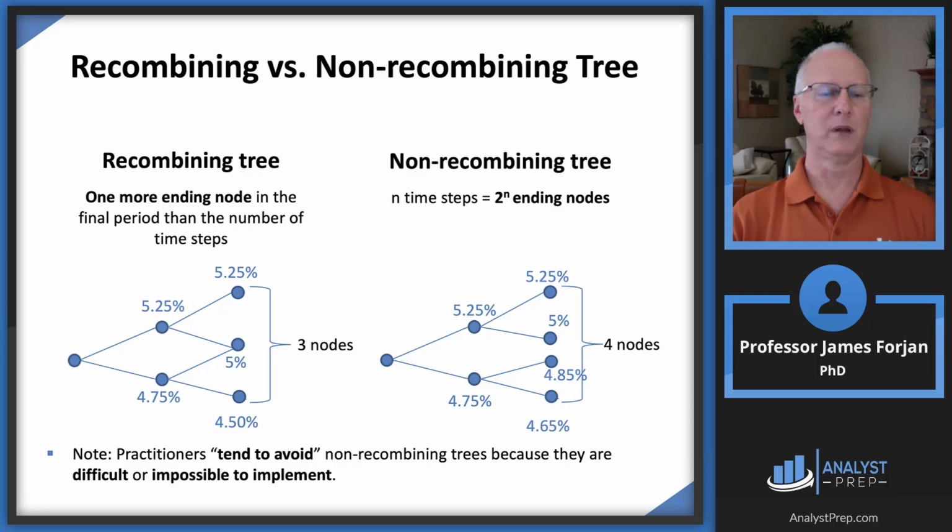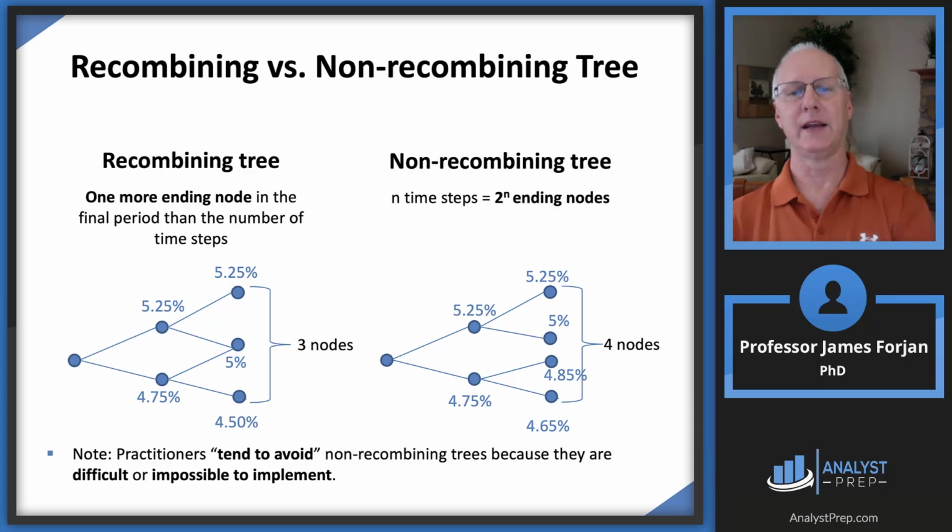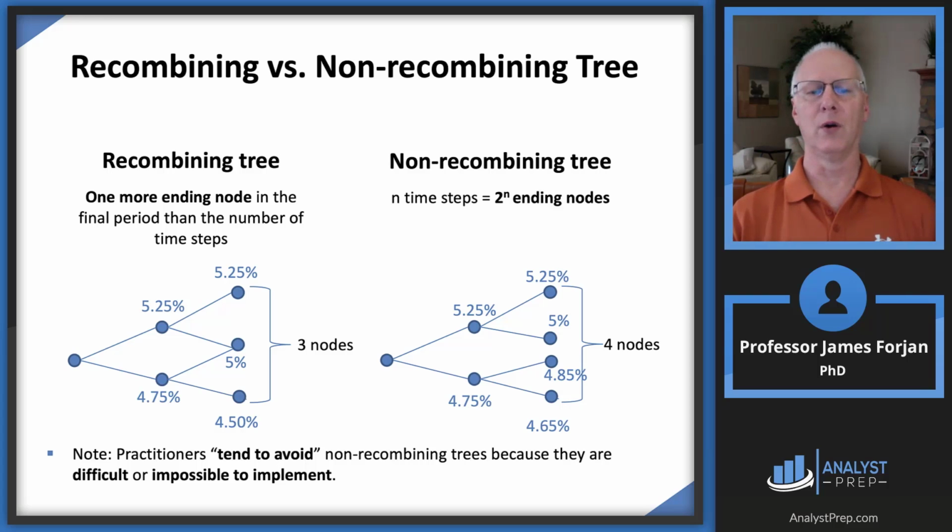And notice the block point down there, the note. Practitioners tend to avoid non-recombining trees because it's really difficult to decide how you're going to handle those differences in those interest rates at those particular nodes. How do you implement them so that you can maintain that sense of no arbitrage? It's pretty difficult mathematically.